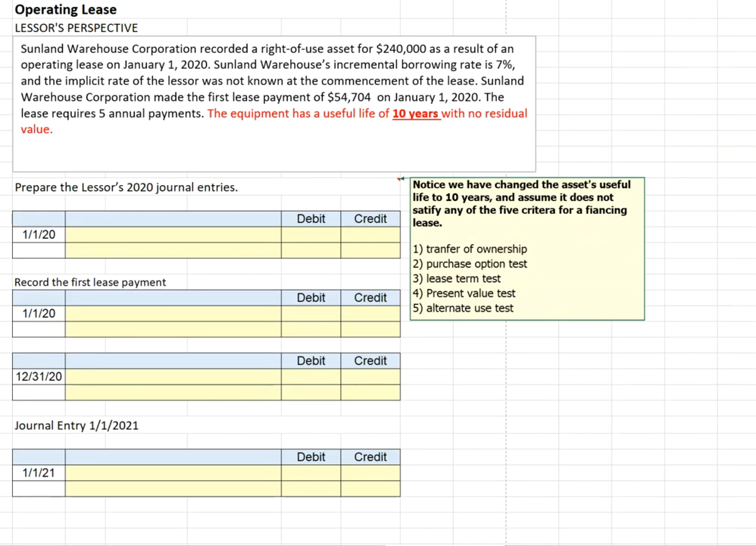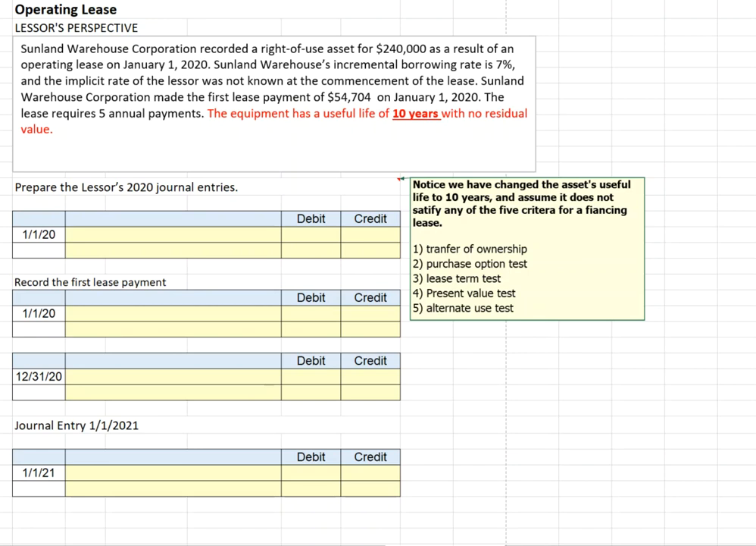Let's now take a look at an operating lease from the lessor's perspective. Again, we're assuming that the lease does not meet any of the 5 tests to classify it as a financing lease. Notice also we don't have an amortization table because from the lessor's perspective, there's no interest income. We will simply be recording rental income or lease revenue. Let's go ahead.